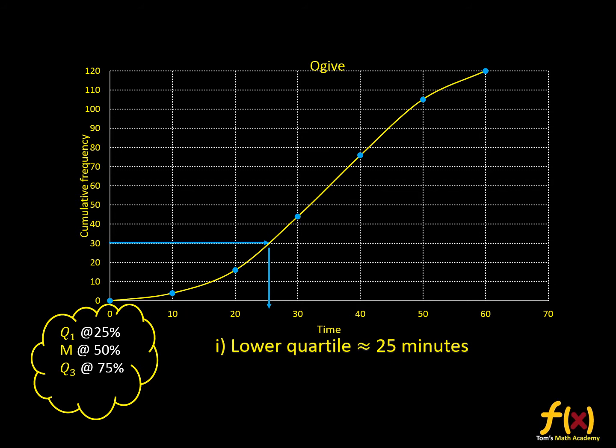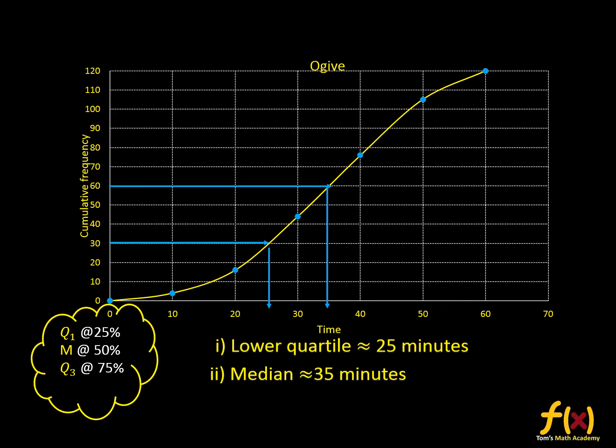Approximately 25 minutes according to the graph, your own graph. Your own ogive. Second one is the median. 50% of 120, that is 60. Go from 60 and then you find that value between 30 and 40. Middle of that is your median or Q2, approximately 35 minutes.